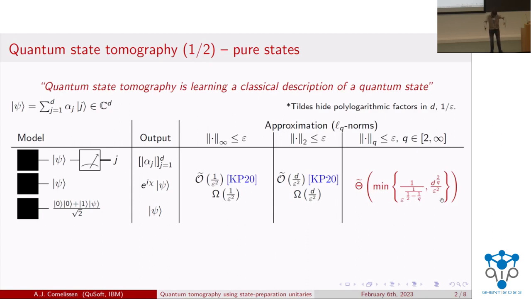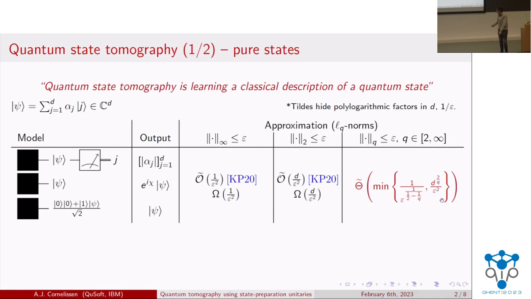Before we started this project, what was known was an algorithm by Kerenidis and Prakash, which, if you want to estimate this vector up to L infinity norm epsilon, can do this with 1 over epsilon squared samples. And similarly, if you want to know it in L2 norm epsilon, then you can do it in d over epsilon squared. It was also somewhat folklore that there were lower bounds that matched this. So Kerenidis and Prakash gave a tight algorithm.